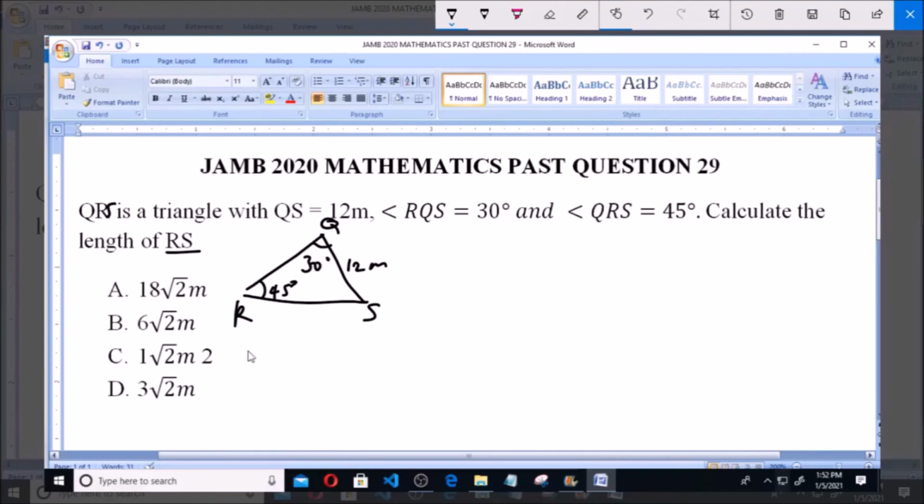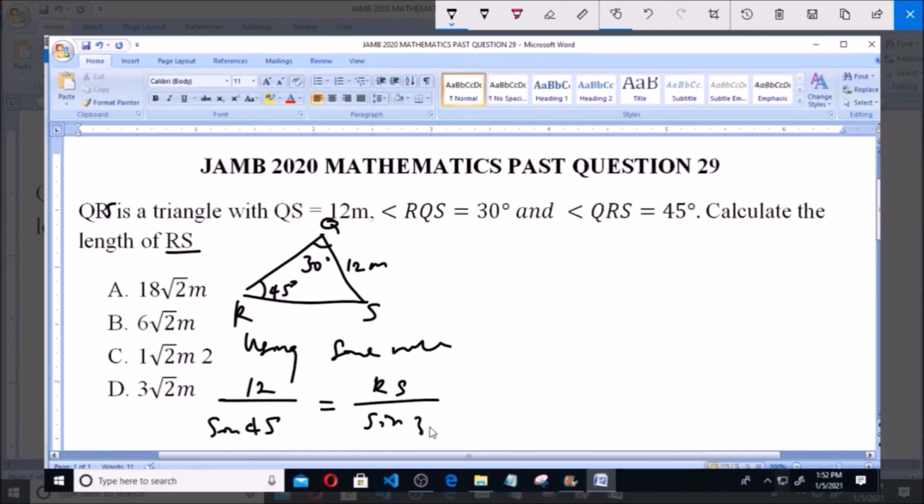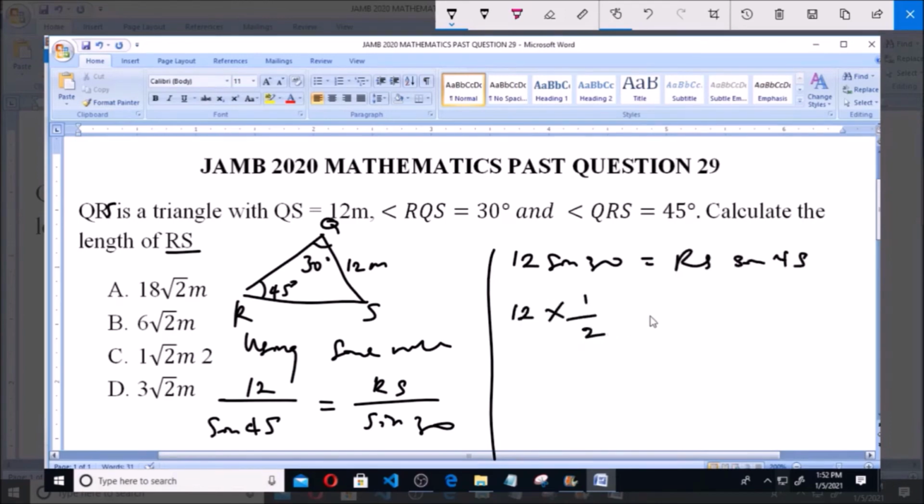Now using sine rule, we have that 12 all over sine 45 is equal to RS all over sine 30, and so cross multiplying we have 12 sine 30 is equal to RS sine 45. Now, 12 sine 30, where sine 30 is 1 over 2, is equal to RS multiplied by sine 45, which is equal to 1 over root 2.